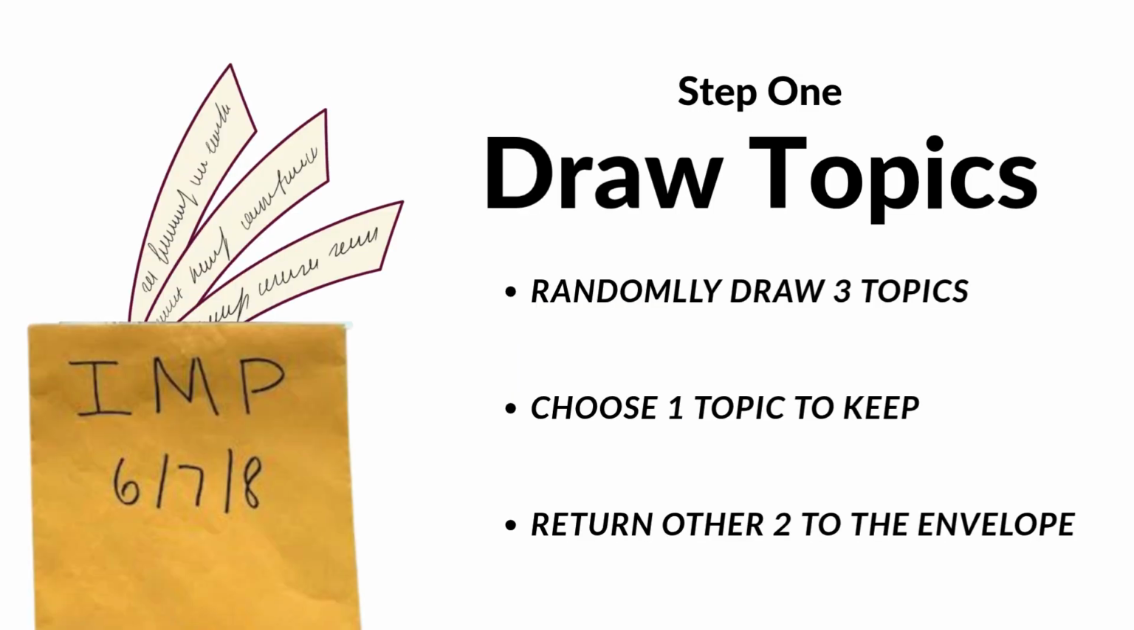You'll have an envelope with 15 paper slips inside. Each slip has 1 topic written on it. When it's a student's turn, have them come to you and randomly draw 3 topics from the envelope.